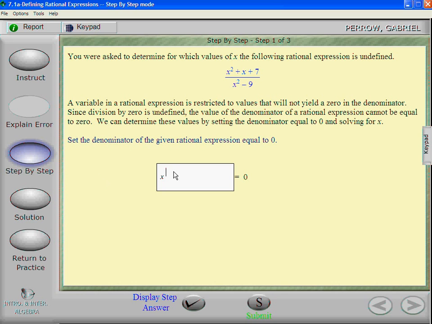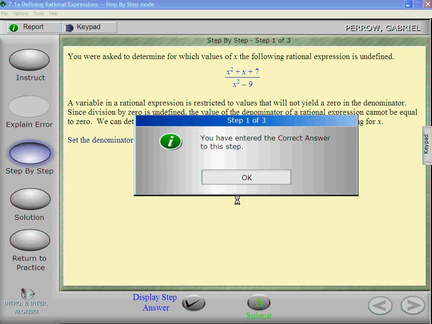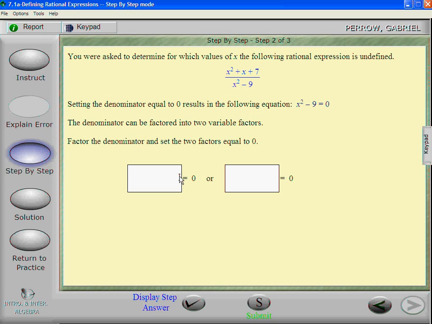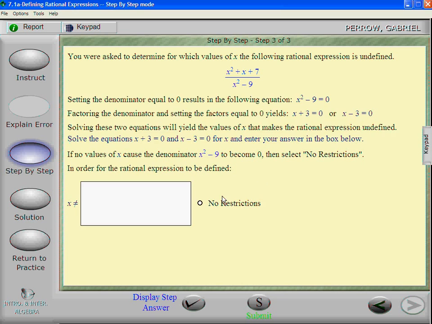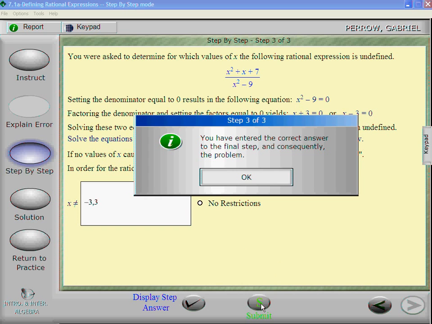X squared take away 9. The factors, the square roots of those pieces with a plus or minus pattern going on. X plus 3, x minus 3. So we've got x plus 3, x minus 3. Those are going to give us, if you subtract 3 from both sides, a negative 3. If you add 3 to both sides, positive 3. So negative 3 and 3 are your solutions.